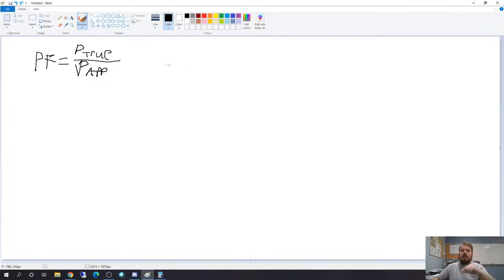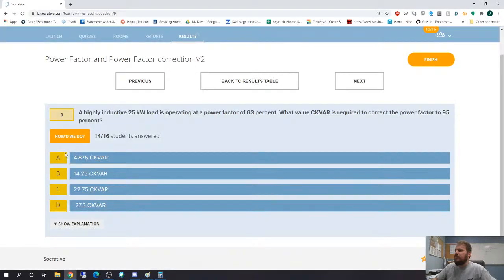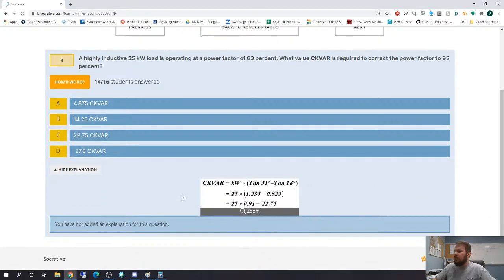So true power over apparent power. So that 25 kilowatts is the true power. And it has a power factor of 63%. So to get the, let's see. I think at this point it would just be easier to show the explanation. I don't like their explanation.